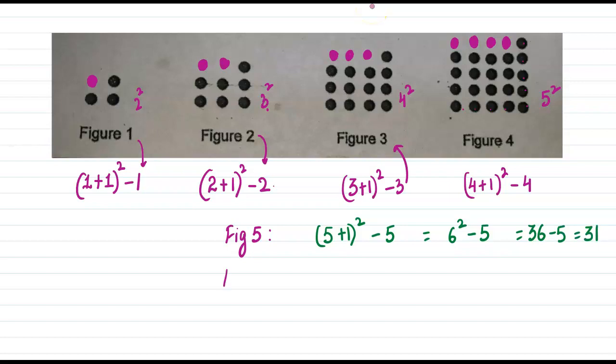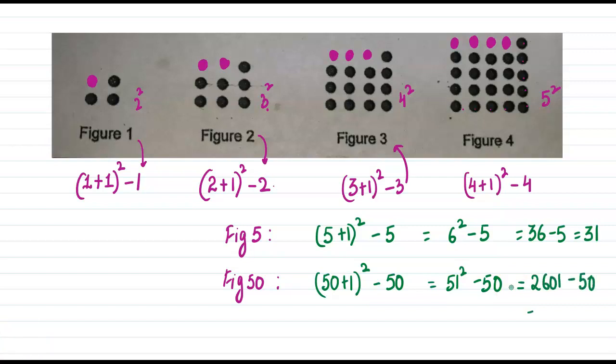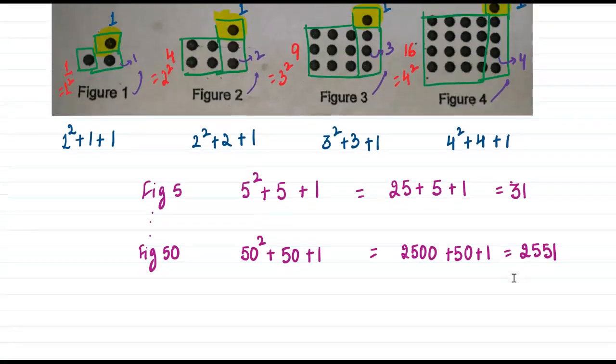Similarly, for the 50th figure, it should be 50 plus 1 whole square minus 50. So 51 square minus 50. So let's find out the square of 51 and solve. 51 square is 2601 minus 50, which is equal to 2551. So which is the same answer as above.